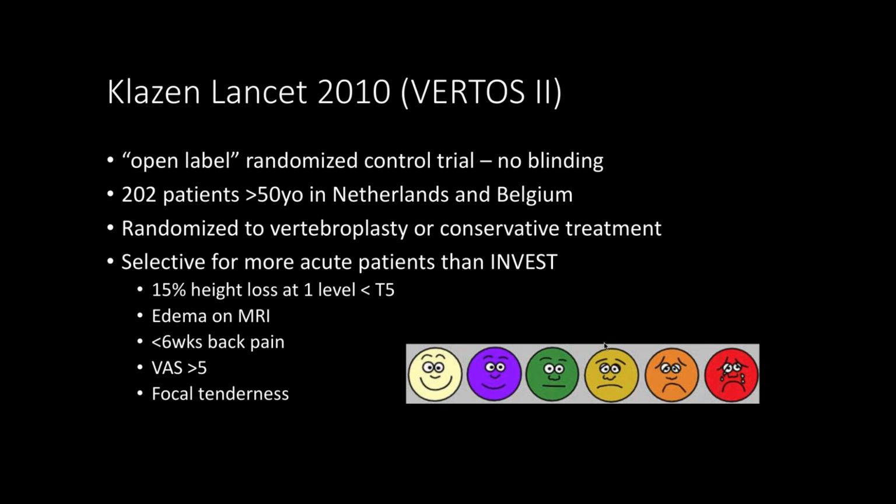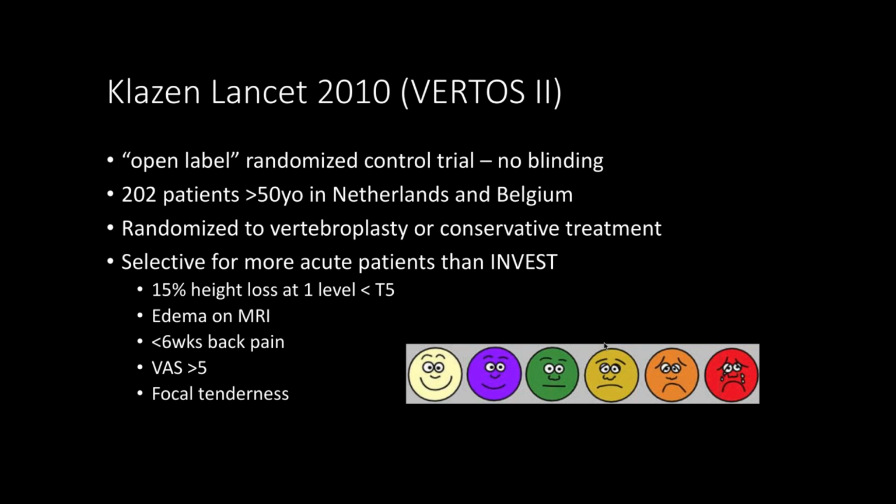The second trial is going on at the same time as the INVEST trial, and this is the VERTOS II trial. It was published a year later. And this was a randomized controlled trial, but it wasn't blind, it was open label. So the patients and the investigators kind of knew what they were getting. This was done in Europe, and they were randomized to either a vertebroplasty group or just conservative management, so more of a true control group.